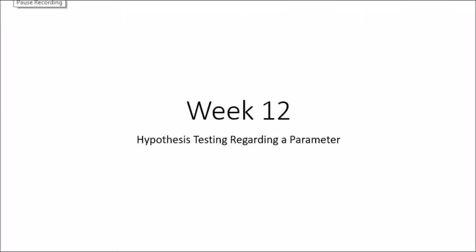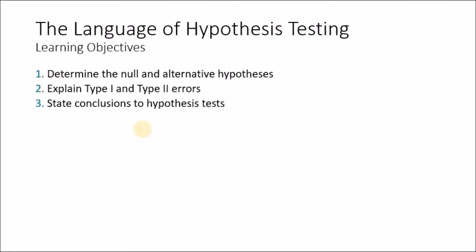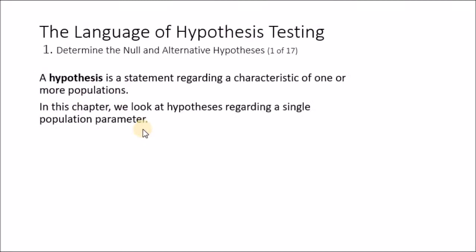Hello students, in this video we will talk about hypothesis testing regarding a parameter. First we're going to learn about the language of hypothesis testing. We will determine the null and alternative hypotheses, and then we will explain type 1 and type 2 error, and state conclusions to hypothesis tests. First of all, the hypothesis is a statement regarding a characteristic of one or more populations.